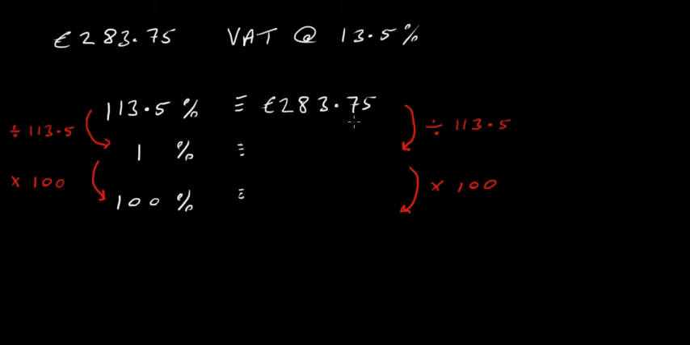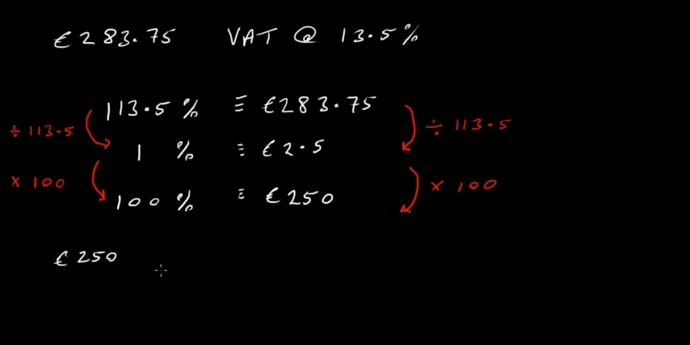If we take 283.75 and divide it by 113.5, we'll actually get 2.5. You can do that on your calculators, but we'll actually just get 2.5. So 1% is actually 2.5 euros. Multiply that by 100 and you'll get 250 euros. So what does that mean? That just means that the original cost was 250 euros.